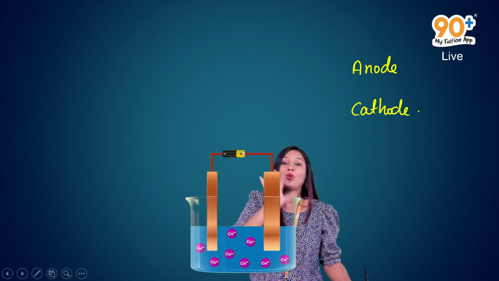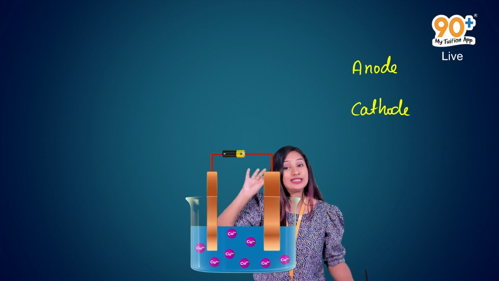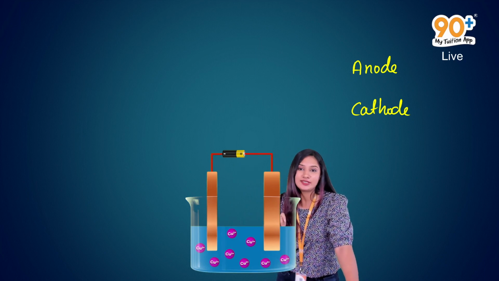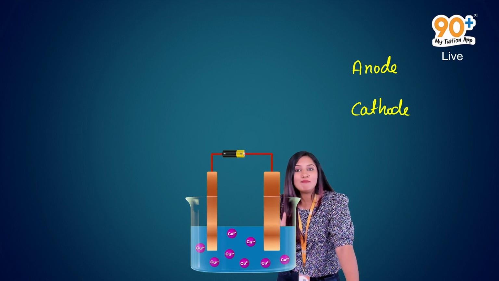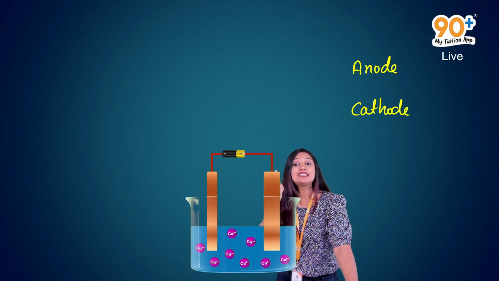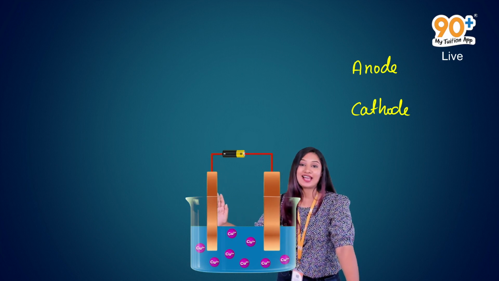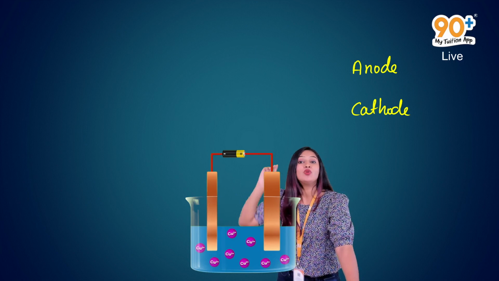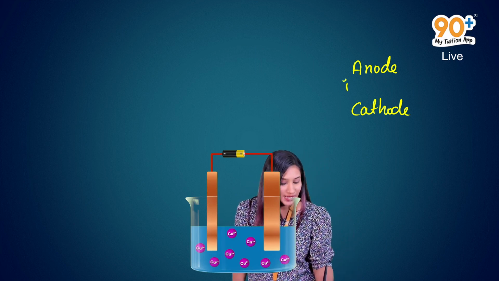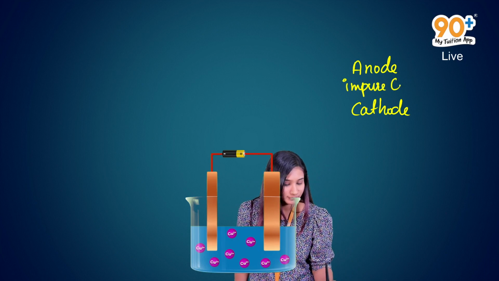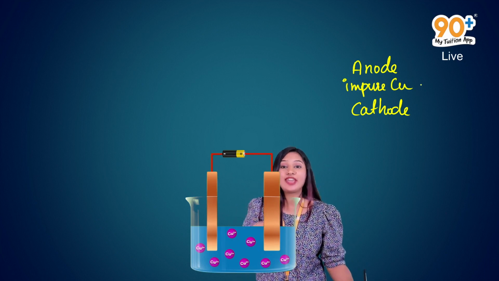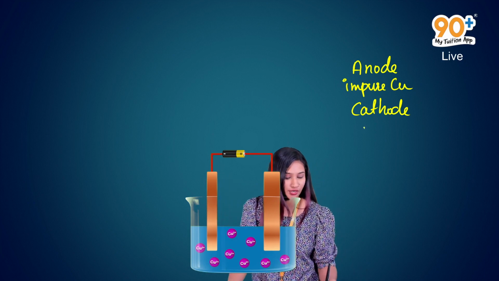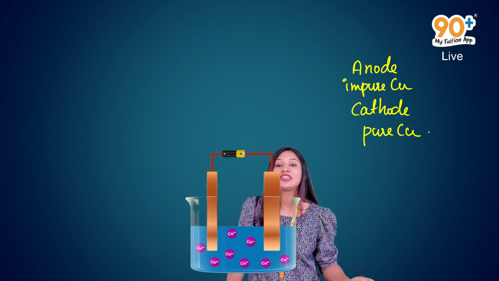Alright, yes. So when you conduct the experiment, that means the electrolytic refining, mind fix: you will take the impure metal as the anode and pure metal as the cathode. Since we are doing the electrolytic refining of copper, what will be your anode? Anode will be impure copper. And what about your cathode? A thin strip of pure copper is taken as the cathode. Pure copper will be your cathode.